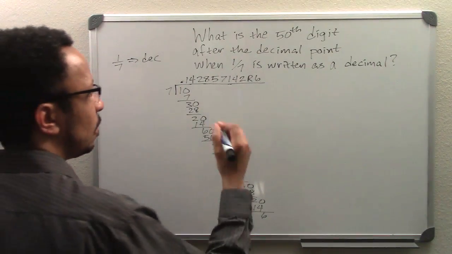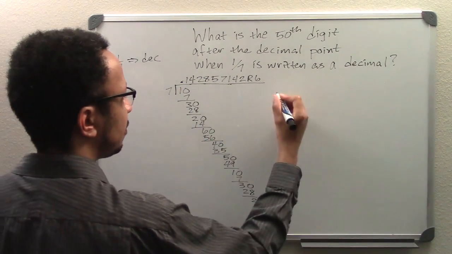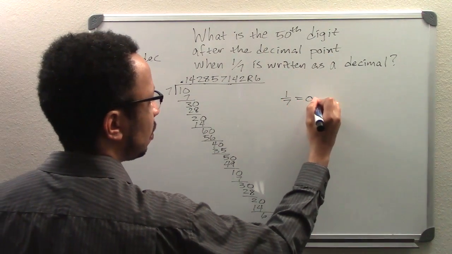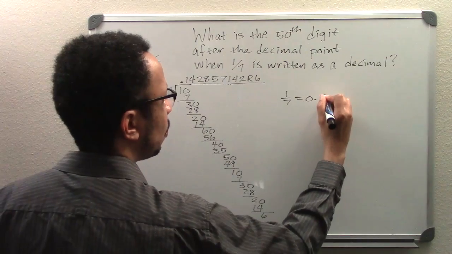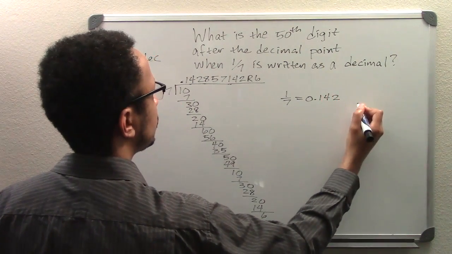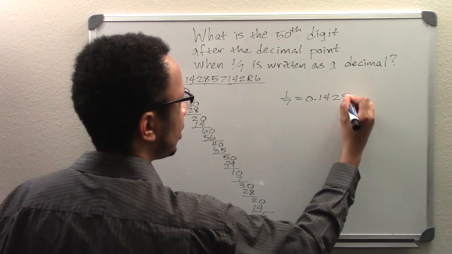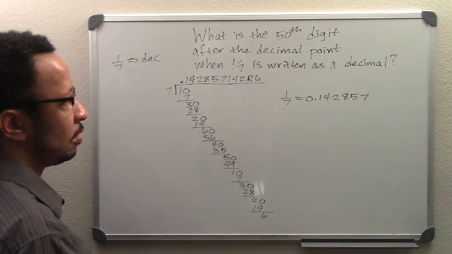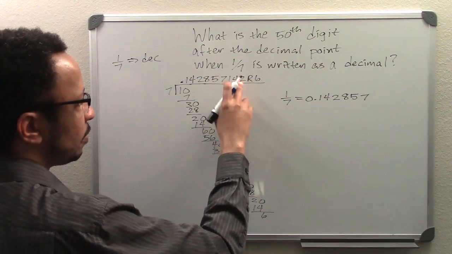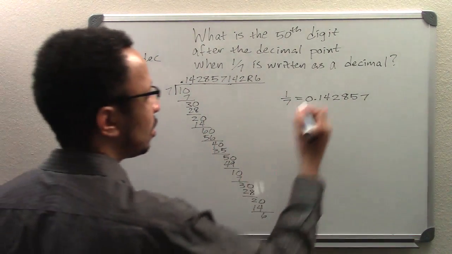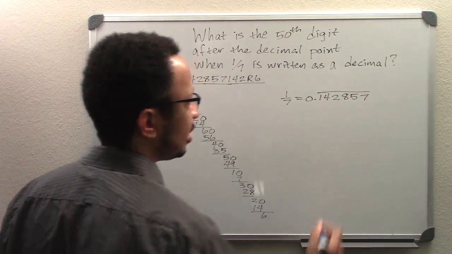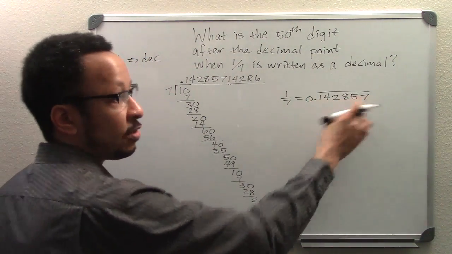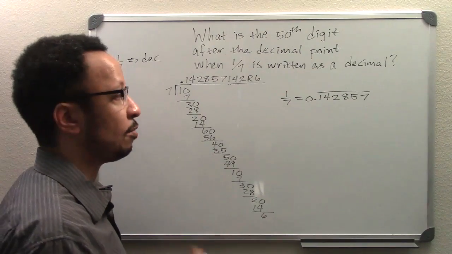And so the pattern itself is that 1 over 7 equals 0.142857. And then after that, it begins to repeat because we see 142 there as well. And so we're going to put a bar over that to denote that it repeats. Now, this is a 6-digit cycle that we can see here of repeating.